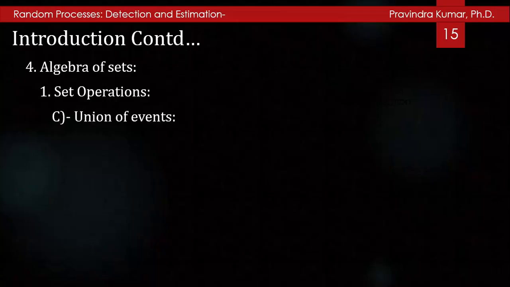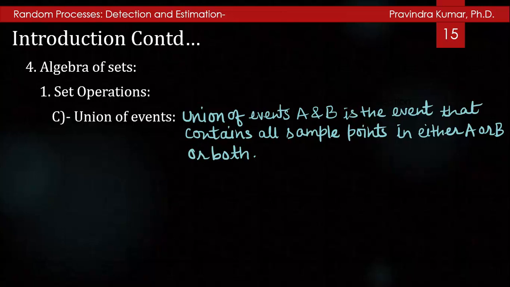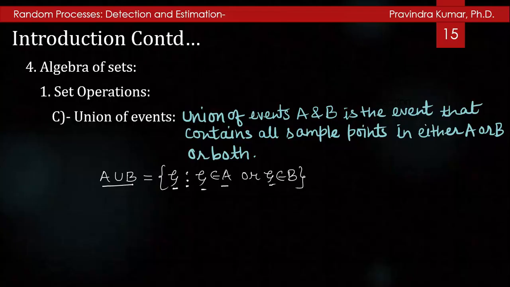Now the third point is the union of events. The union of events A and B is the event that contains all sample points in either A or B. So it is A union B. It will have the sample points such that the sample point belongs to A or the sample point belongs to B. It should belong to either A or B, or to both.